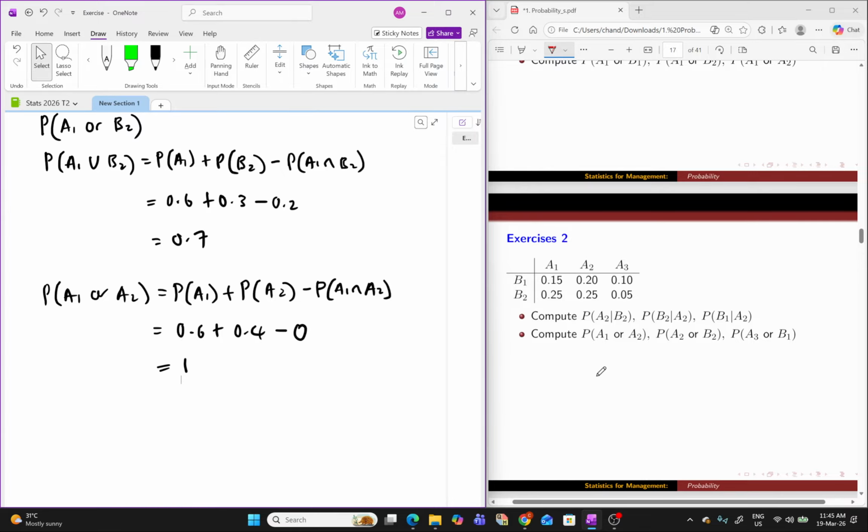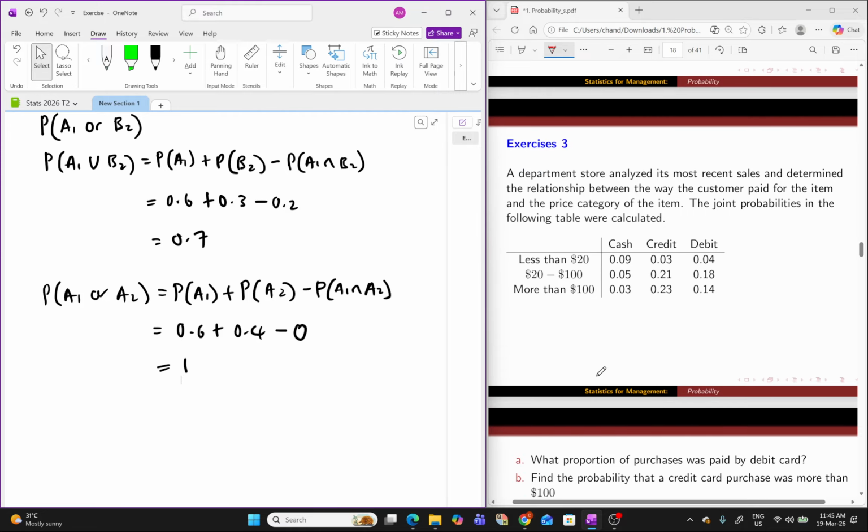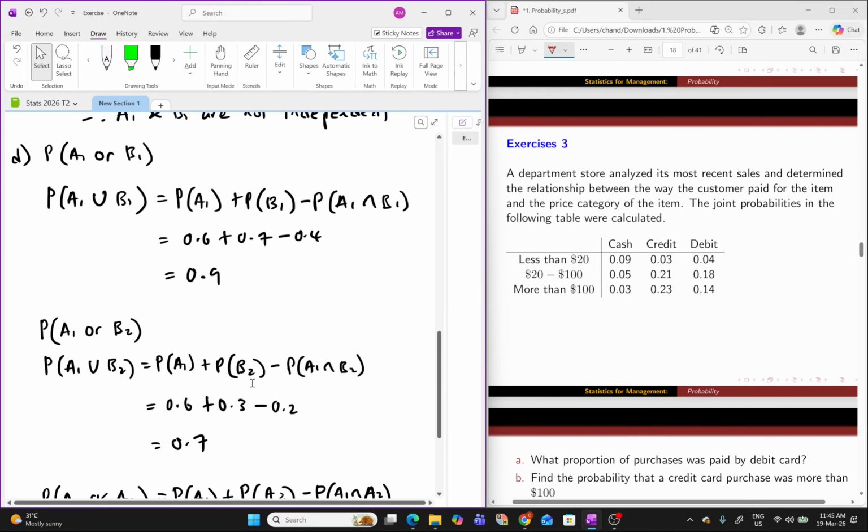Exercise 2 is the same. You can try. I'll share the answer. For exercise 3, I will do exercise 3 here.